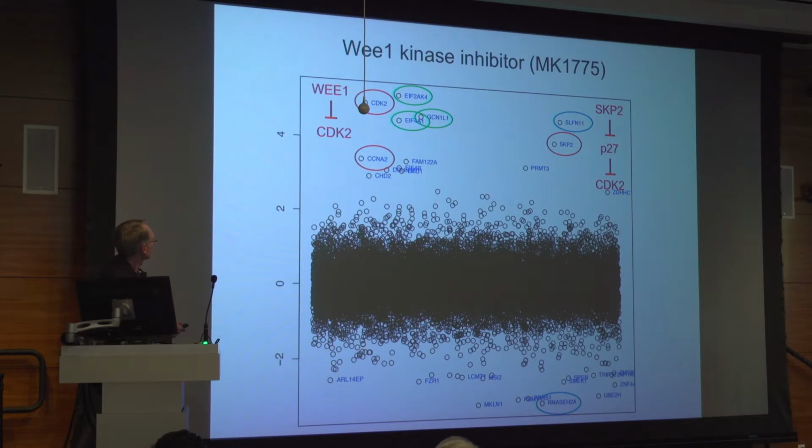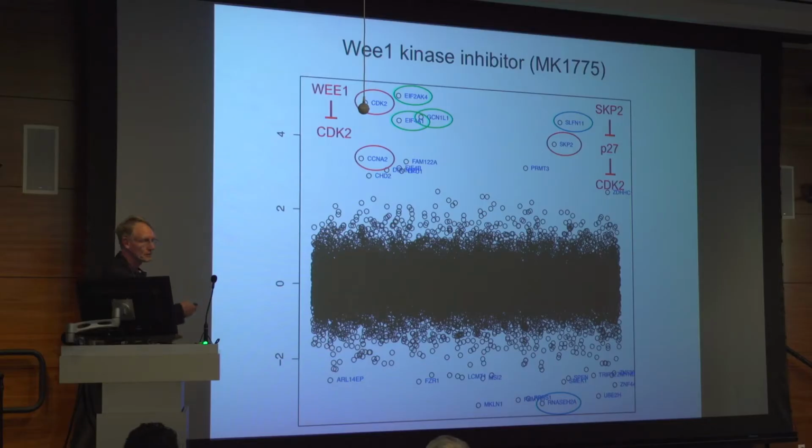This is another drug that's, I think, in late-stage clinical trials. It's an inhibitor of the Wee1 cell cycle kinase. Wee1 is an inhibitor of CDK2. Here's CDK2, comes out as one of the top hits. Here's cyclin A. This is SCIP2. SCIP2 degrades P27, which inhibits CDK2. So you can see when you know the genetics, you can look at these profiles and say, hey, this all really starts to make sense.